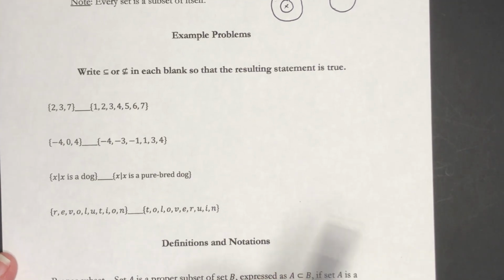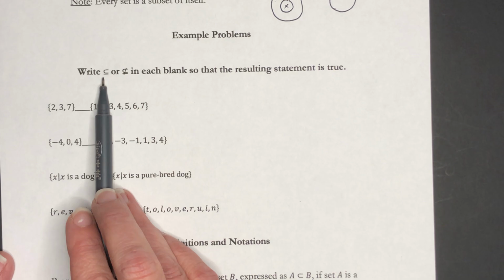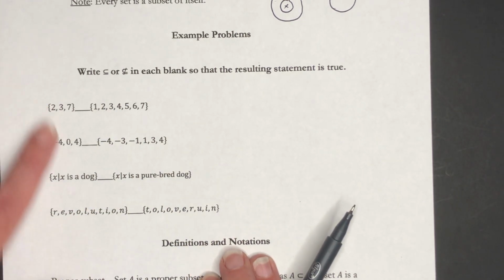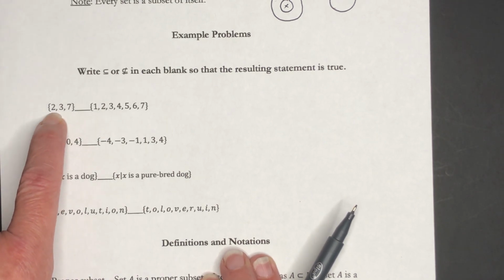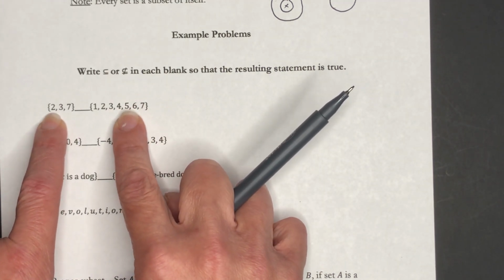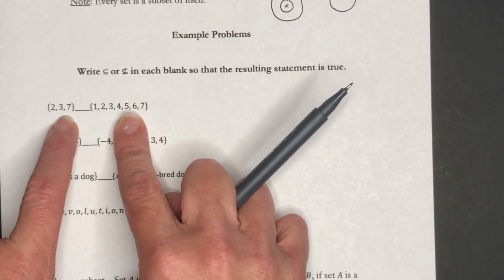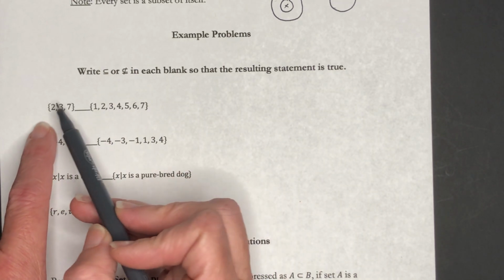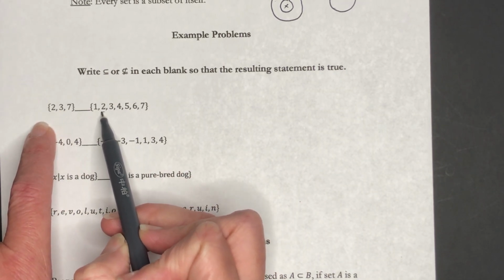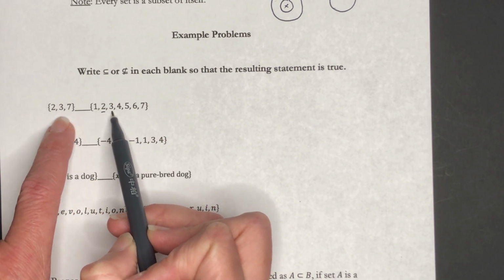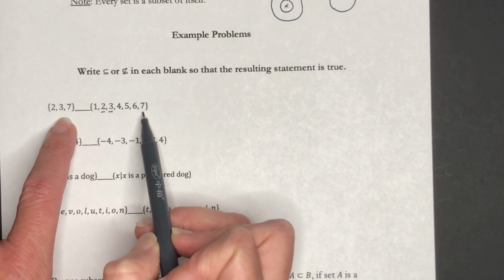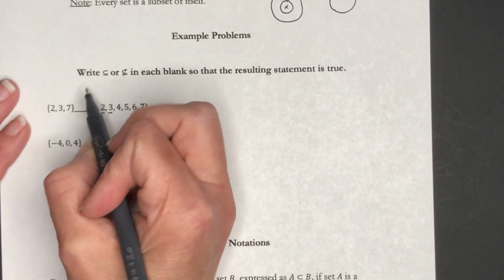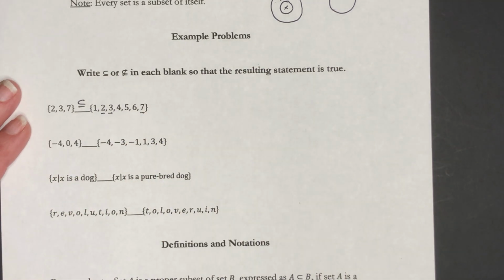Okay, so let's look at some example problems. What we have here is we're supposed to find whether these are subsets or not. Okay, now what we're going to do is we're going to look over here, and if everything inside here is also inside here, then it is a subset. If there's anything here that is not over here, it's not a subset. Okay, so right here, I have a 2, here's a 2, 3 is here, 7 is here. Everything in here is also in here, so this is a subset, and we would enter that symbol.